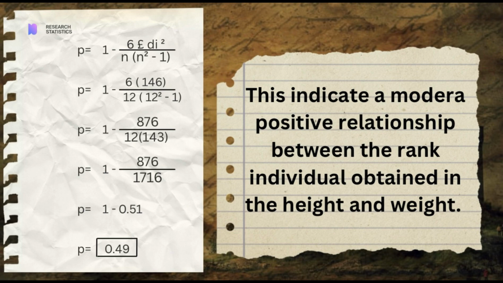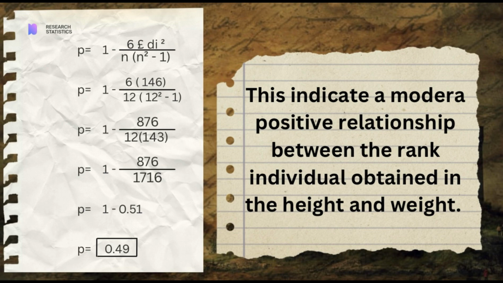So we get 876 for the third formula, divided by 12 times 12 equals 144 minus 1 equals 143. So we already have the 143. After that, just multiply 12 times 143 equals 1,716. So the formula of 3 is 1 minus 876 divided by 12 times 143.